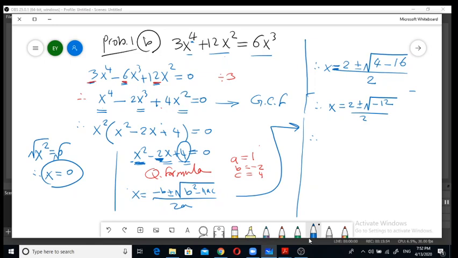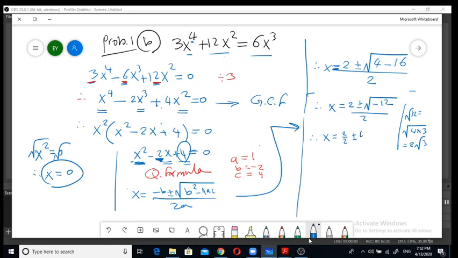So here we have a complex number as we have studied before. Then easily we can find the two values for x. x is equal to 2 over 2 plus or minus square root of negative 12 over 2. We can replace square root of negative 1 by i, and square root of 12 we can simplify as square root of 4 times 3. Square root of 4 is 2, so 2 square root of 3. So we can replace the square root of 12 by 2 square root of 3.